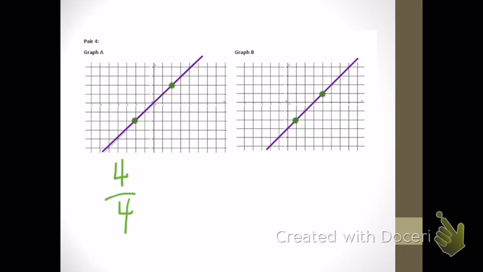And then as I look at graph B, to get from this point to this point, I'm going to have to go up 1, 2, 3, and over 1, 2, 3. So the ratio would be 3 up and 3 to the right. And I'm going to notice that those two graphs have equal ratios, because 4 to 4 is the same as 1 and 3 to 3 is the same as 1. And so these graphs have equal ratios, and they look like they have the same steepness as well.